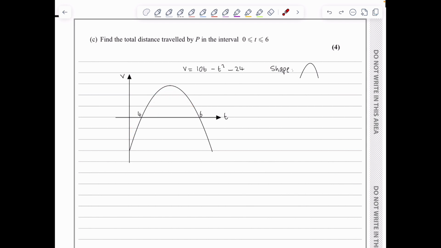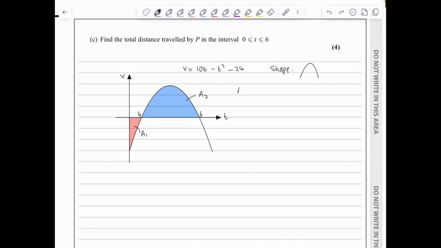Now I will split this into 2 separate areas, the one below and the one above, because if I integrate from 0 to 6, this part here being below the horizontal axis will contribute negatively, and the final answer will not be the true distance traveled in the first 6 seconds. So I'm going to call the first area here A1, the second area A2. I will find them independently using integration, and then I will add them up.